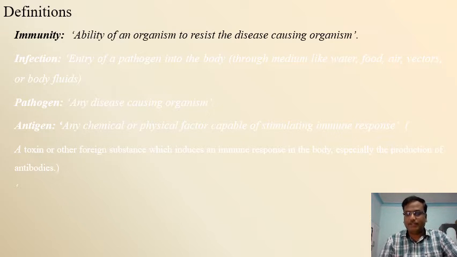So we have different types of organ systems in our body, like digestive system, respiratory system, reproductive system, etc., and they are doing their specific functions. So the respiratory system is associated with respiration. The digestive system is associated with the digestion of food. In the same way, the immune system, which also consists of some organs, is associated with the function of immunity.